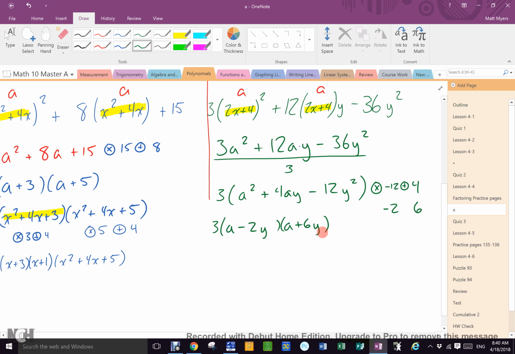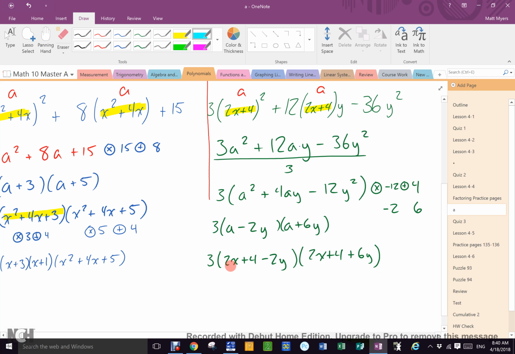Is there an a in the original expression? No. So what do I need to do with all these a's? Put them back to what they were, correct? So that's 2x plus 4 minus 2y, right? A, 2x plus 4 plus 6y. Everybody okay there? Okay.